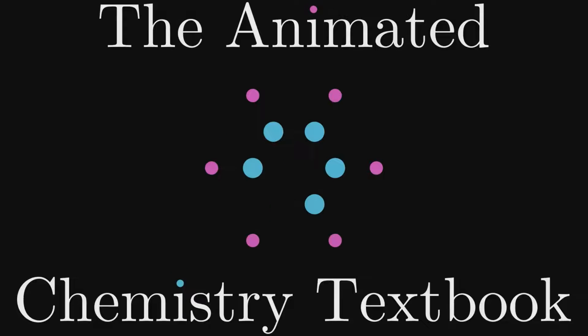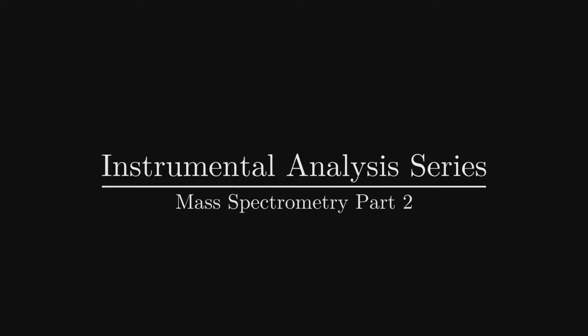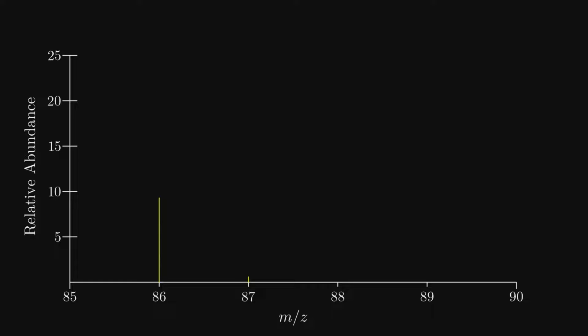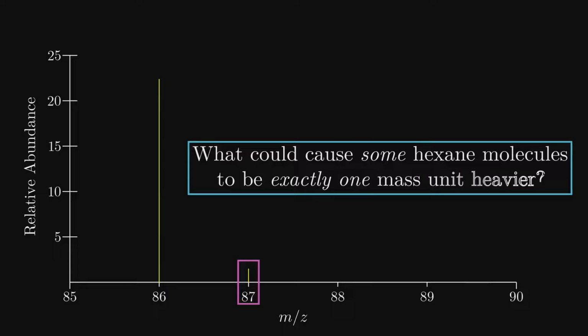Welcome, fellow chemists, to the second video in the instrumental analysis series, where we will pick up mass spectrometry where I left off in the previous video. I stopped, if you do not recall, with the teaser about the small spike in the hexane spectrum at m/z 87. Have you figured out what could cause some hexane molecules to be exactly one mass unit heavier?